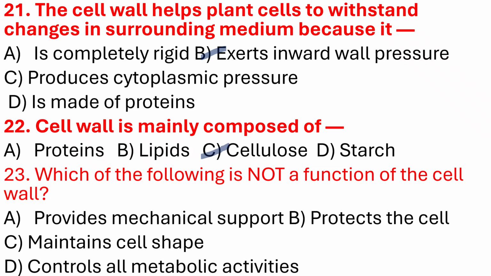Which of the following is not a function of the cell wall? Provide mechanical support, Option B, protect the cell, Option C, maintain cell shape, Option D, control all metabolic activities. Option D. All the others are correct, this is not.